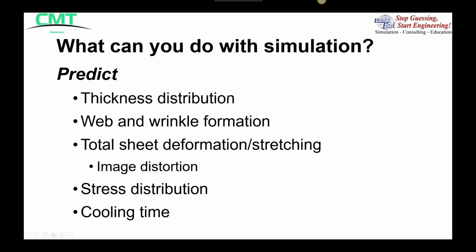You can predict thickness distribution in your part. You can predict if a web or wrinkle is going to form and address that before you've actually cut any steel or wasted any material. You can determine the total sheet deformation or stretching, and this has implications in determining the effective image distortion. If you are pre-printing your sheet and you're concerned with how an image might look after the part is formed, using the simulation software, we can see how that image might deform.